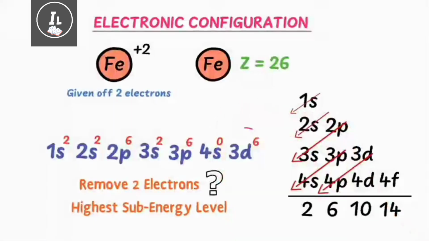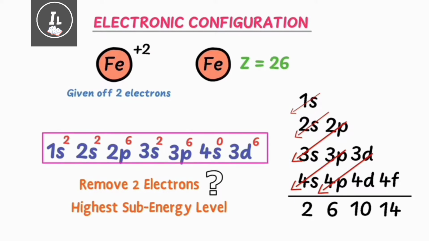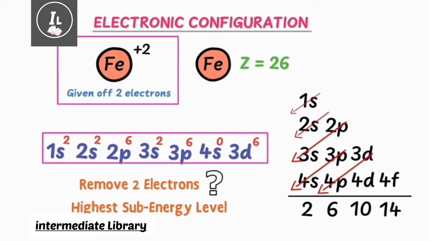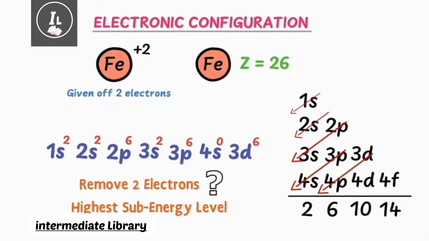4s, not from 3d, because 4s is the subshell of 4th or N shell, while 3d is the subshell of 3rd or M shell. So 4s is the highest sub-energy level. Hence, this is the electronic configuration of iron ion. Iron atom is also called a d block element because its valence electrons lie in the d subshell.